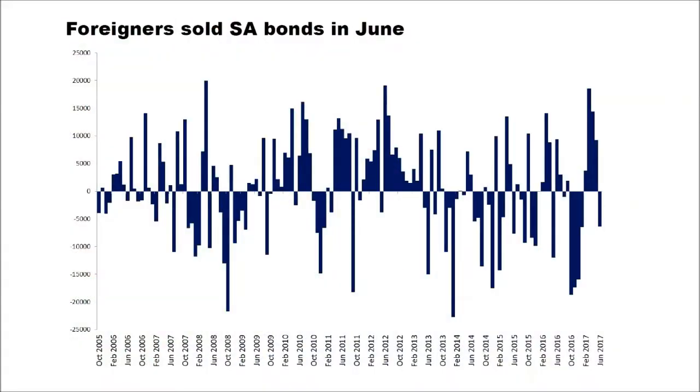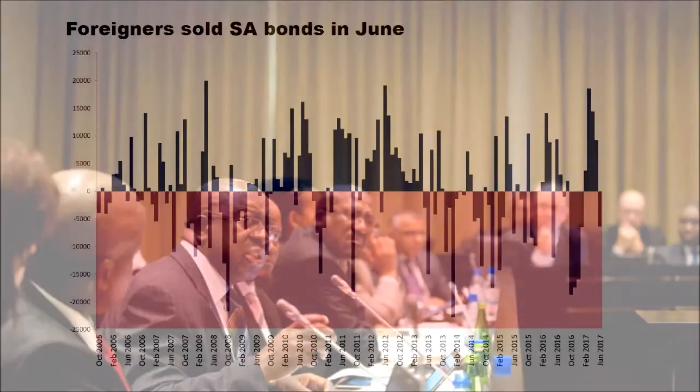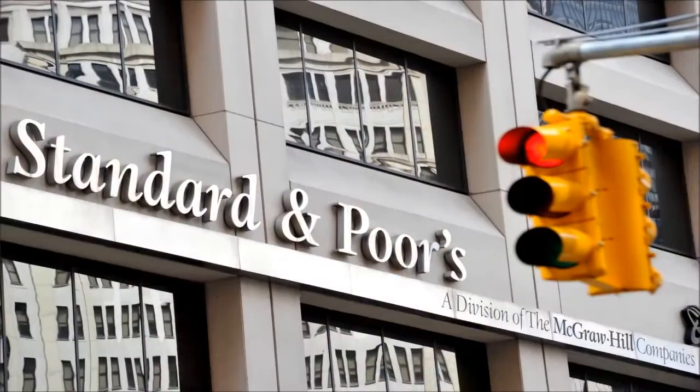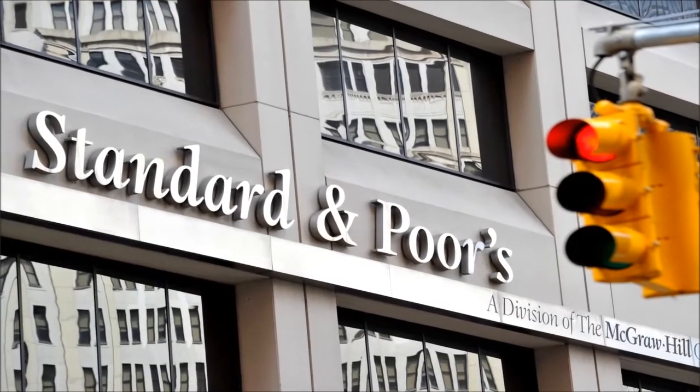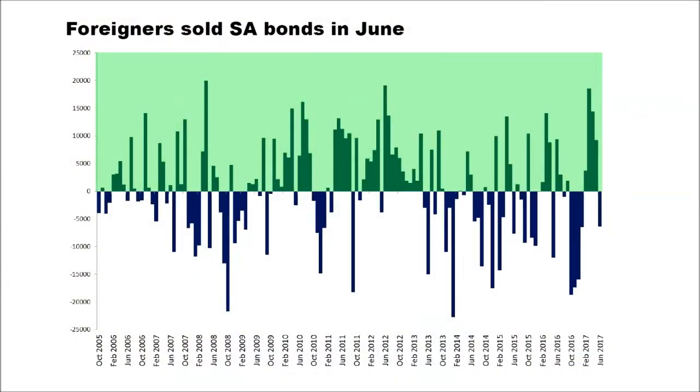The patchiness, however, is reflective of periods where foreigners were sellers of bonds, reflective of political events which have unfolded, such as the firing of Minister Nene in December 2015, various downgrading of South African bonds by the rating agencies, the firing of Minister Gordon, and other events. But despite that, foreigners still show an attraction to South African bonds.